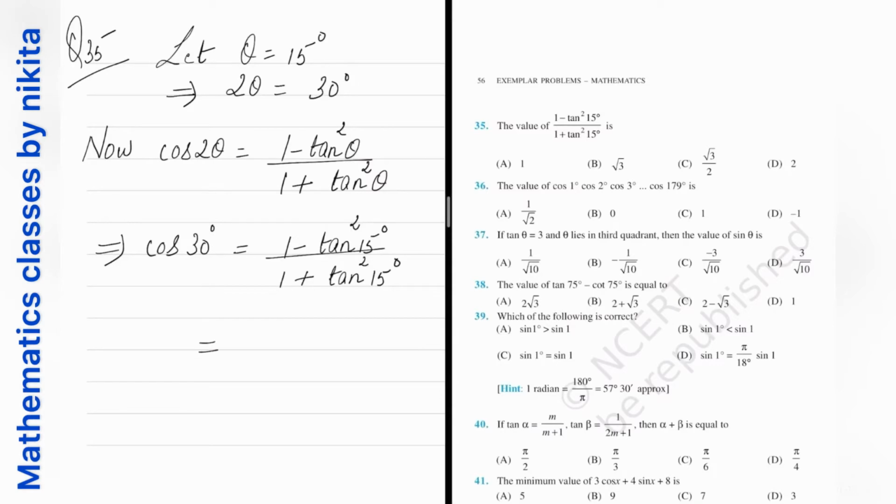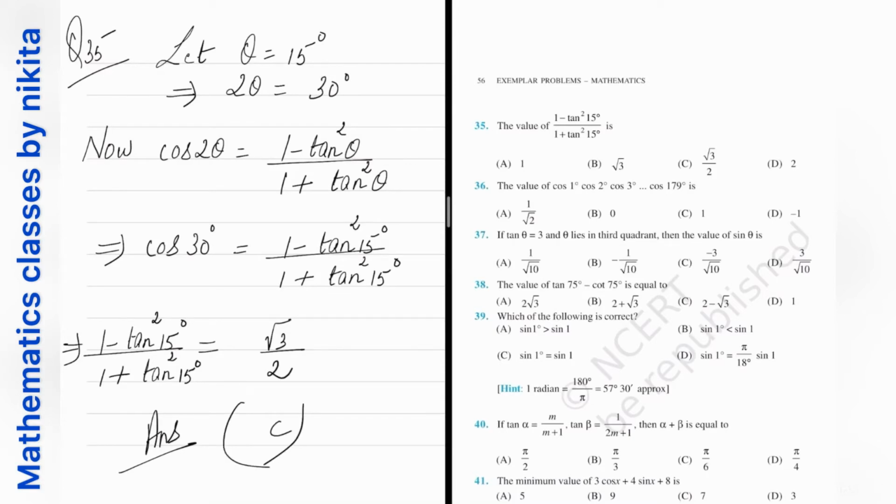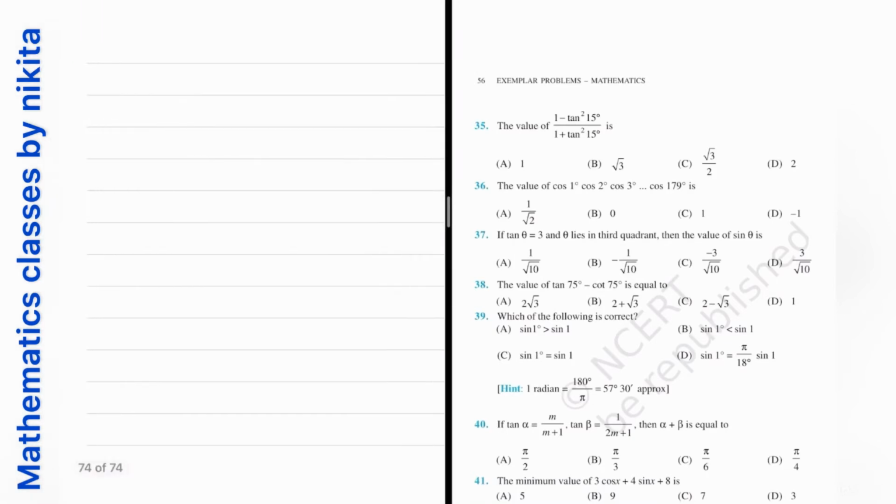So this is equal to, now cos 30 degrees is how much? Root 3 by 2. So this implies that 1 minus tan square 15 degrees divided by 1 plus tan square 15 degrees is equal to root 3 by 2. So the correct answer for this is C part. Okay, fine, very easy question. Let's see the next part.